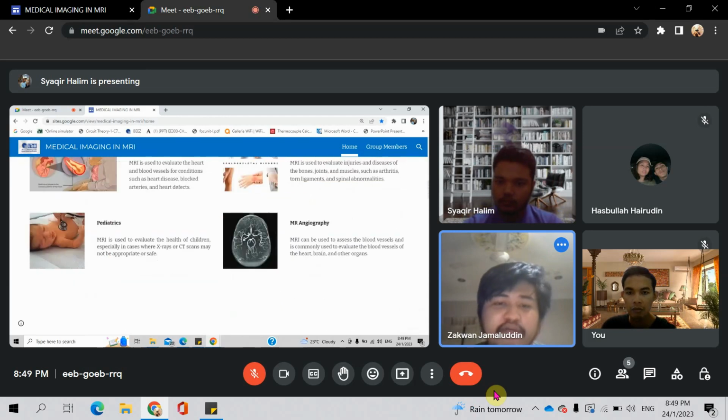So the last one is MR angiography. MRI can be used to assess the blood vessels and is commonly used to evaluate the blood vessels of the heart, brain, and other organs.